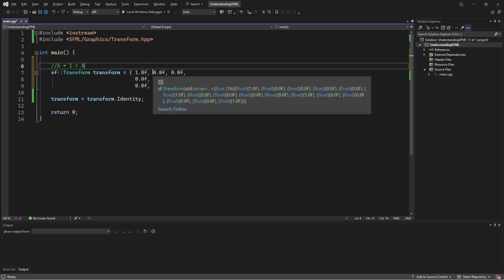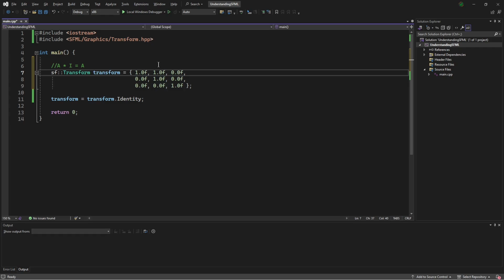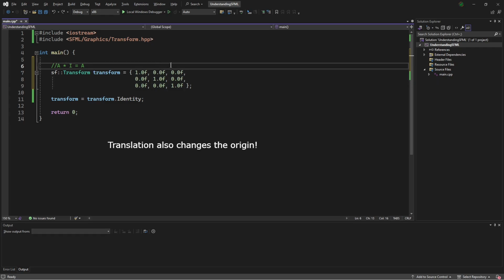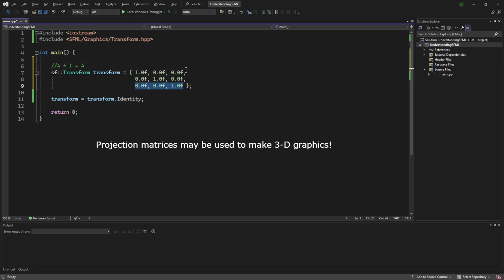To shear all those in the x direction, we would change this entry, and to shear all those in the y direction, we would change this entry. A matrix may also be used to translate. That means that all points would be moved in a given direction. To move all points in the x direction, we would change this entry. To move all points in the y direction, we would change this entry. This last row is for projection, and we will not be getting to that today.